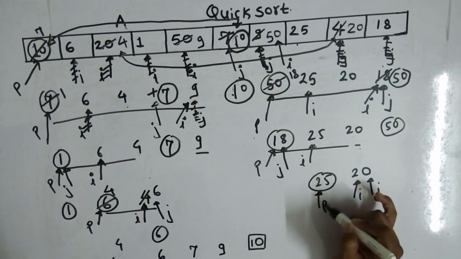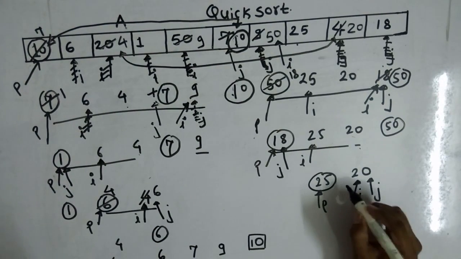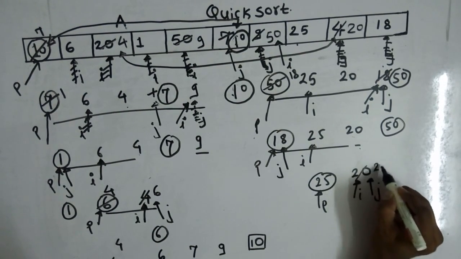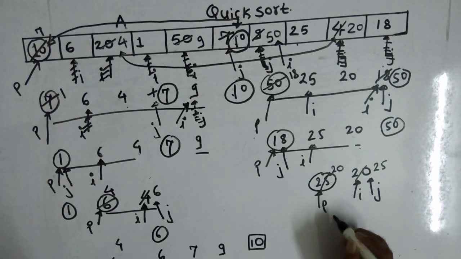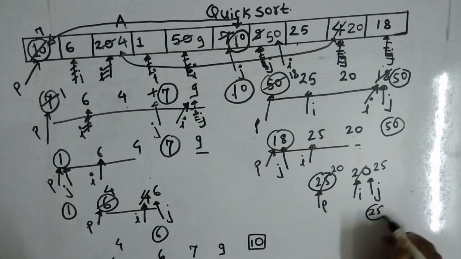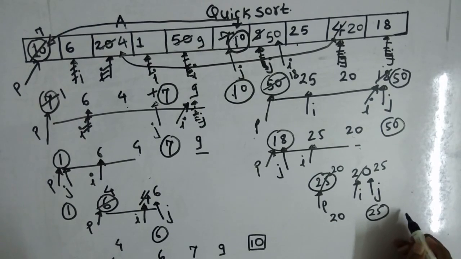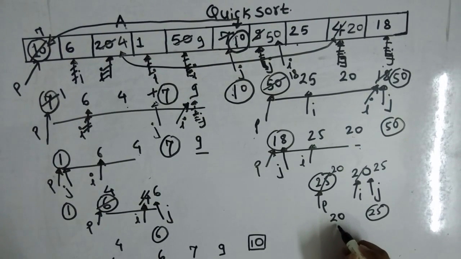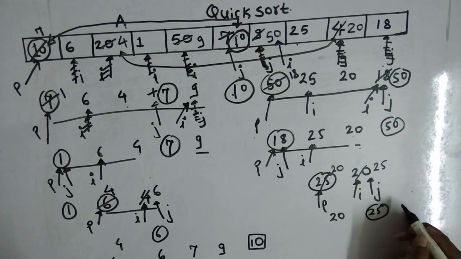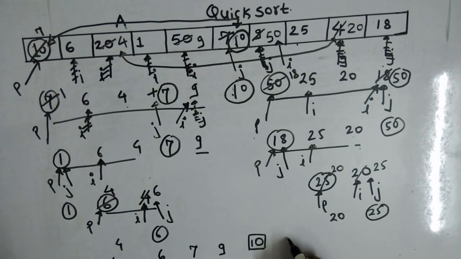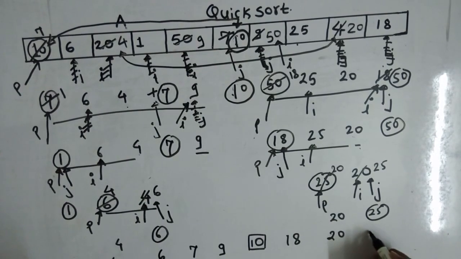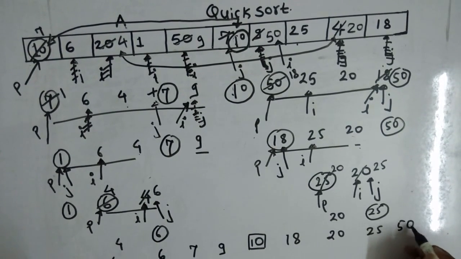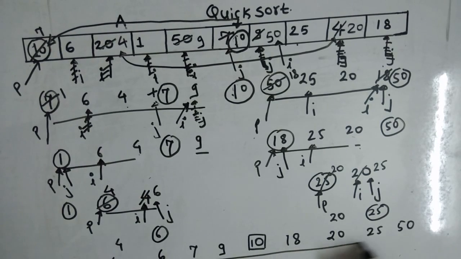So this was our pivot, we'll swap this with 20, so 25, and I'll have 20 here. So now if you see, pivot is sitting here and left part contains only 20, right part contains nothing. 20 is the only element. We need not sort it, it's already sorted, right? So here our procedure ends, and if we rewrite the entire right part, it looks like this: 18, 20, 25 and this 50. So thus, if you see, the entire array is sorted.